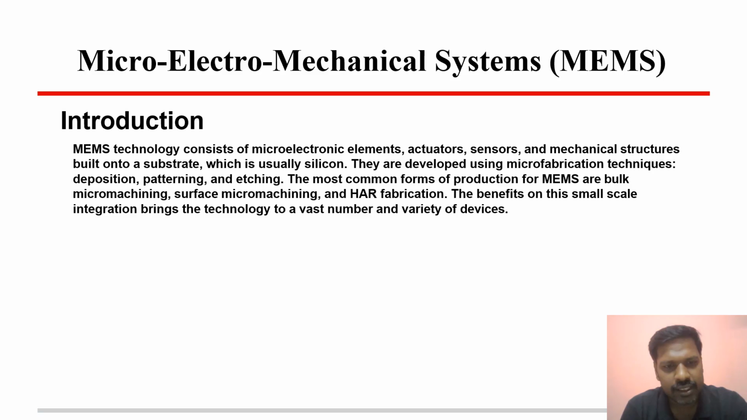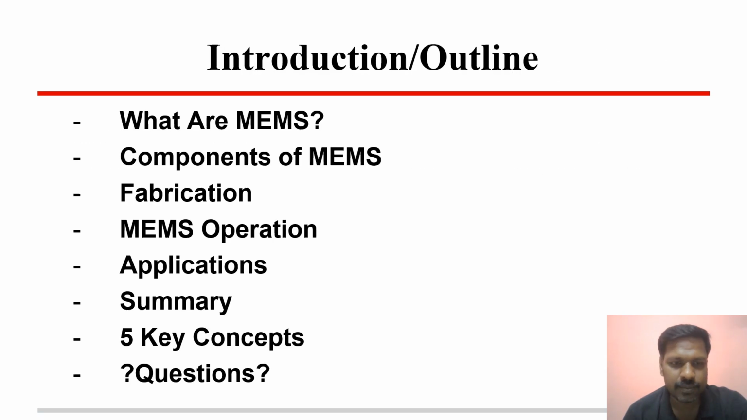MEMS are very small systems that combine electronics, mechanical parts, sensors, and actuators. All these components are built on a single substrate, usually silicon, using microfabrication techniques such as deposition, patterning, and etching. Because MEMS are very small, many functions can be integrated into one tiny chip. In this lecture, we will cover what MEMS are, the main components of MEMS, fabrication process and methods, MEMS operation, applications, and a short summary at the end.